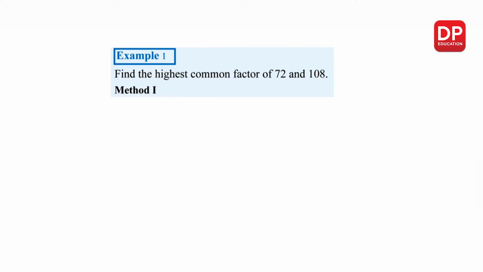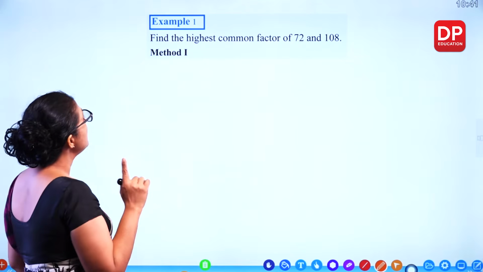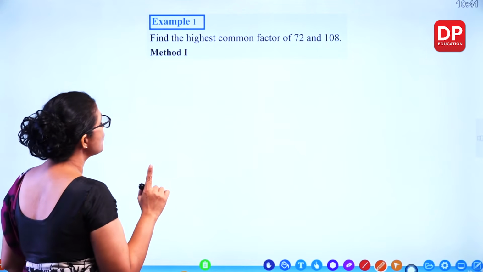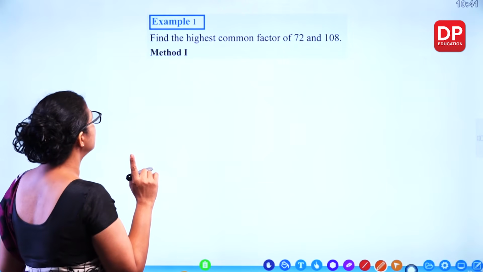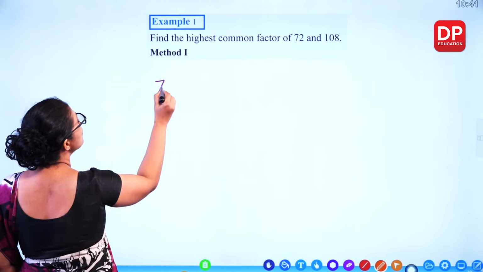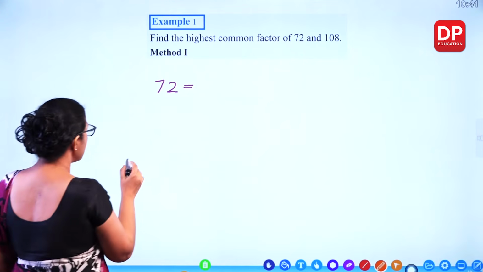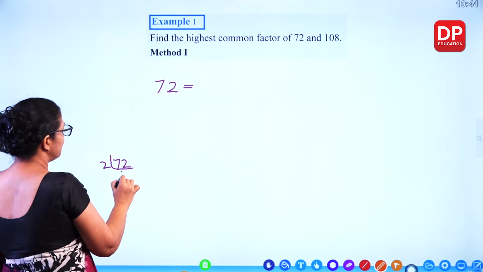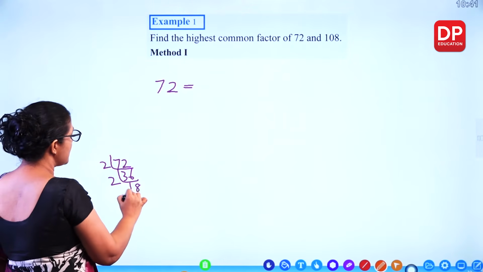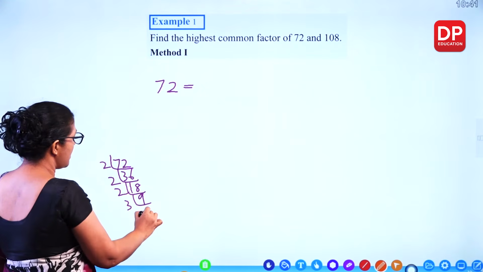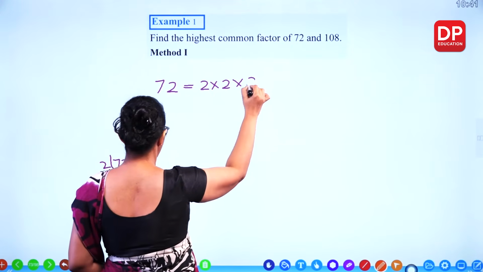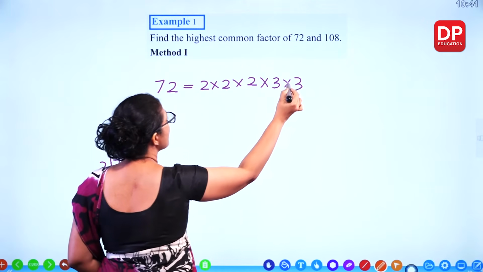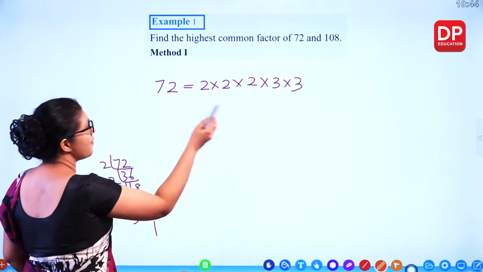Example number 1. Find the highest common factor of 72, 108. We'll use 3 methods. First one, write down separate factors. So 72. How can you write 72? Divide and see. You get 3 and 3. So 2 into 2 into 2 into 3 into 3. Factors of 72 you can write like that.